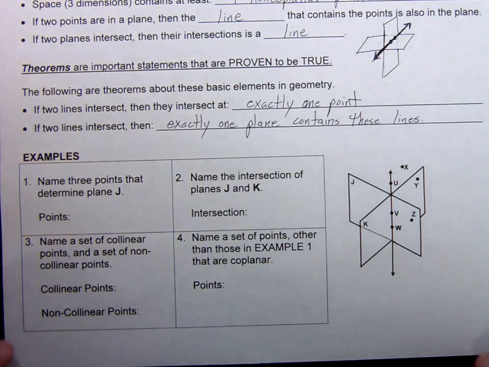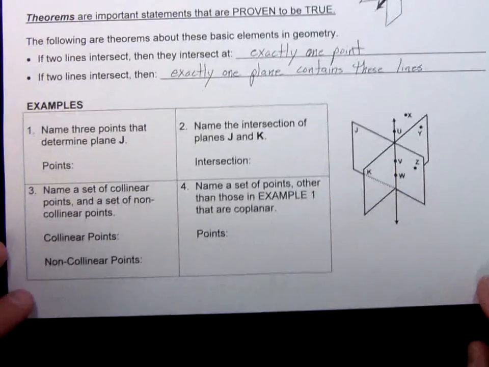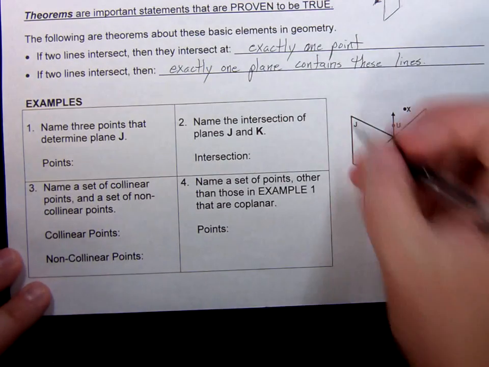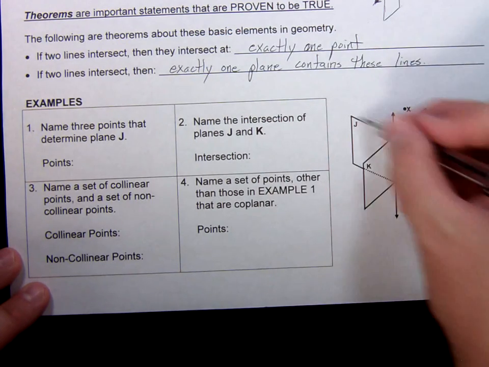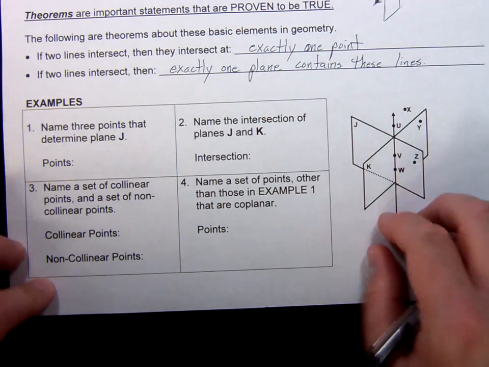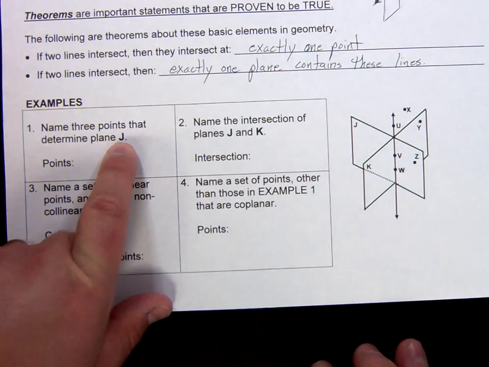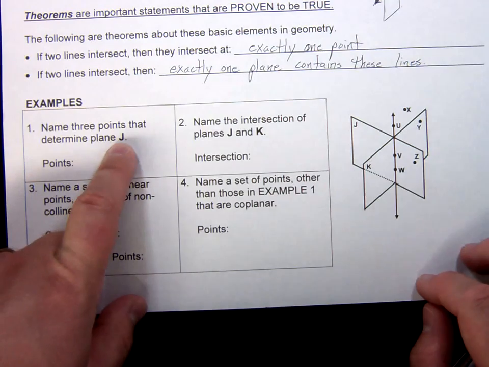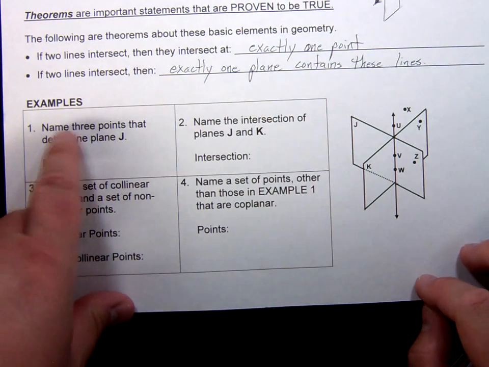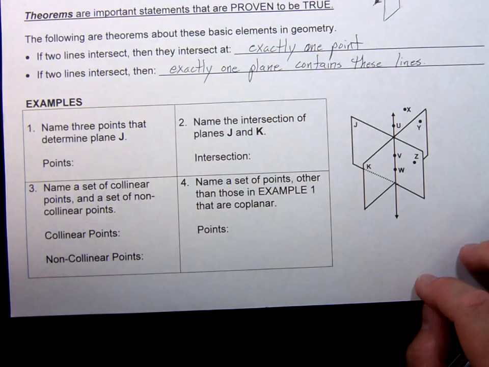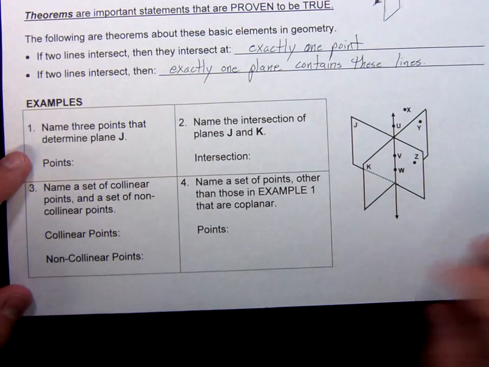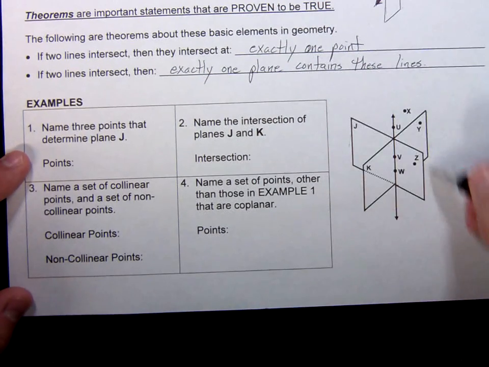Okay, so let's take some of this information that we learned and let's do some examples down here. The first thing we want to do is name 3 points that determine plane J. So notice the J in the corner. This is plane J. So one way to name a plane is with the script letter in the corner. Another way to name a plane is by 3 points. You need 3 points to name a plane. So we're naming 3 points. We're not actually naming the plane, but we're naming 3 points we could use to name the plane if we wanted to. So when I look at plane J here, I see 3 points on that plane.